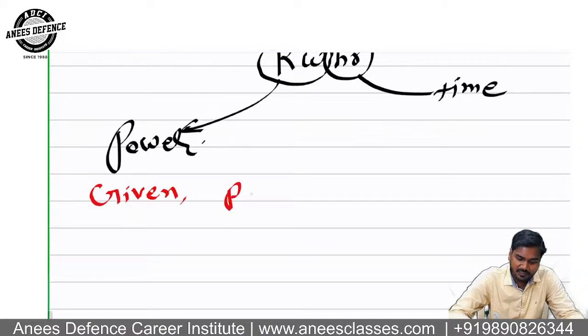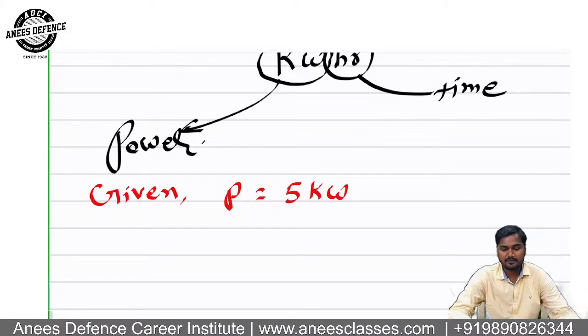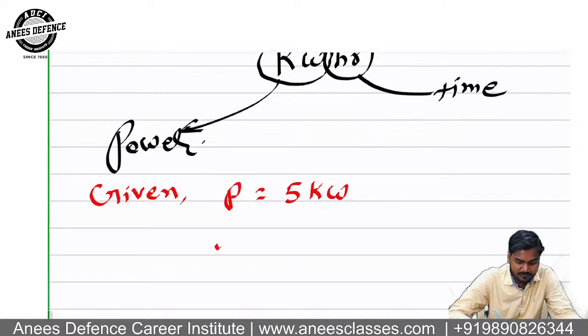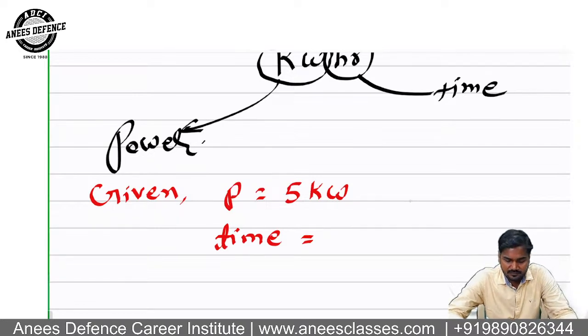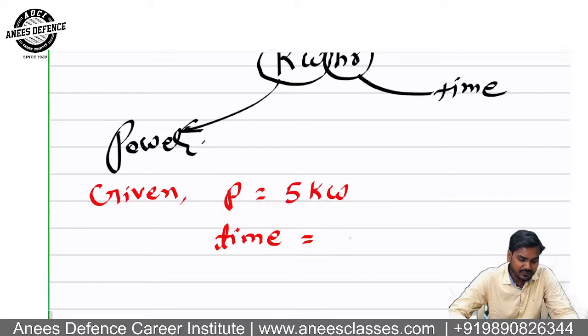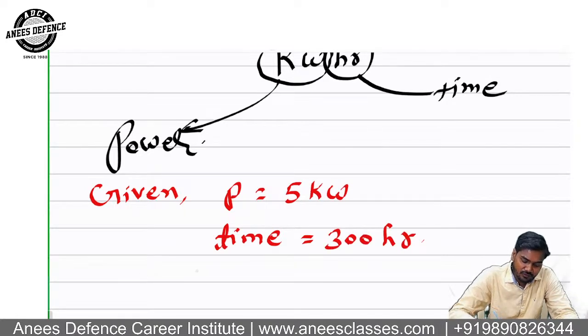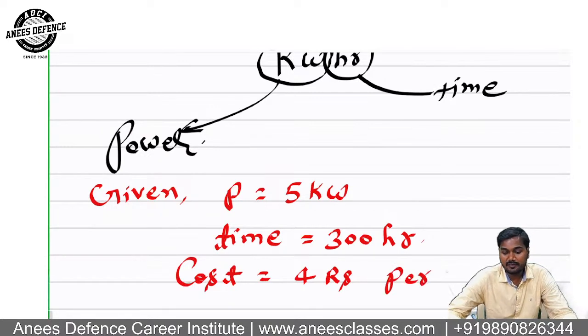Given power is equal to 5 kilowatt. Just consider power is 5 kilowatt, which means any device which has consumed 5 kilowatt power and the working time is 300 hour. Given cost is 4 rupees per kilowatt hour.